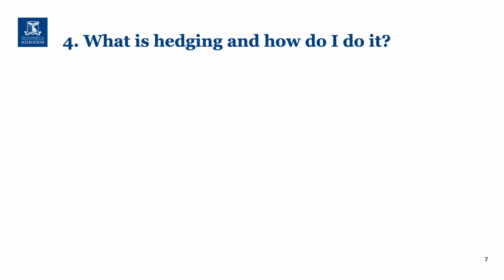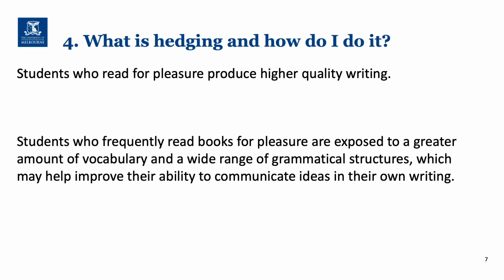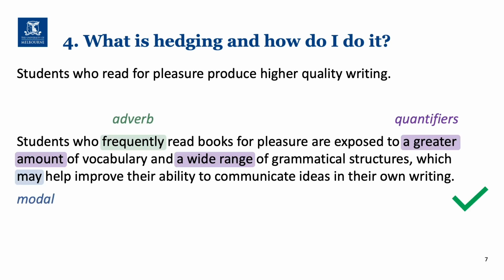Hedging language is used to avoid general and absolute statements that can easily be disproven or might not apply 100% of the time. For example, the statement, "Students who read for pleasure produce higher quality writing," could be questioned in many ways. There is a range of language we can use to create a statement that is more difficult to dismiss, such as, "Students who frequently read books for pleasure are exposed to a greater amount of vocabulary and a wide range of grammatical structures, which may help improve their ability to communicate ideas in their own writing." This sentence uses an adverb, quantifiers, and a modal verb to create a more cautious statement.